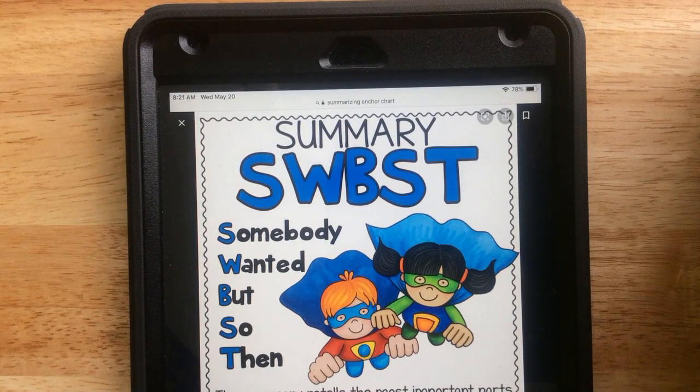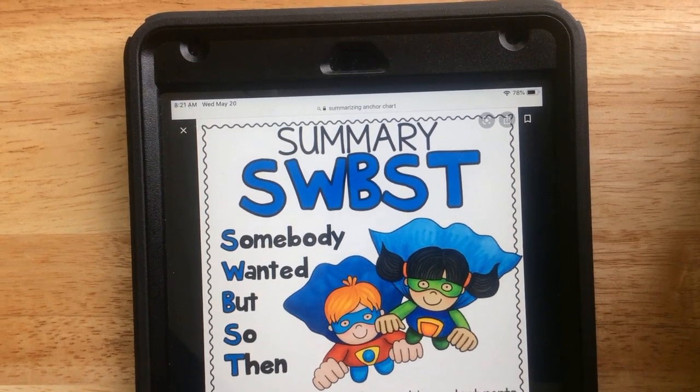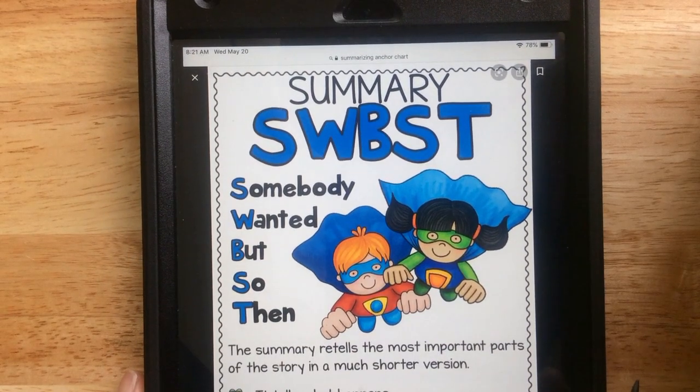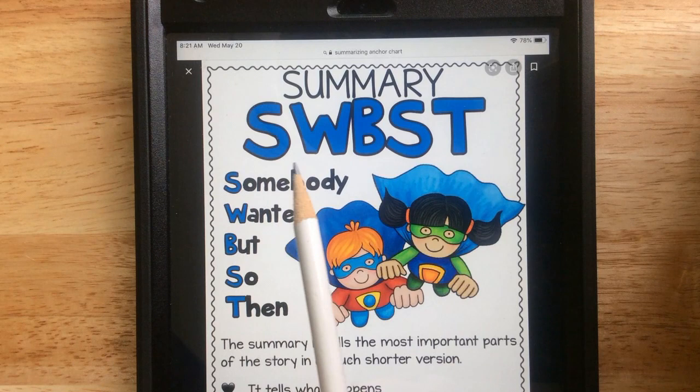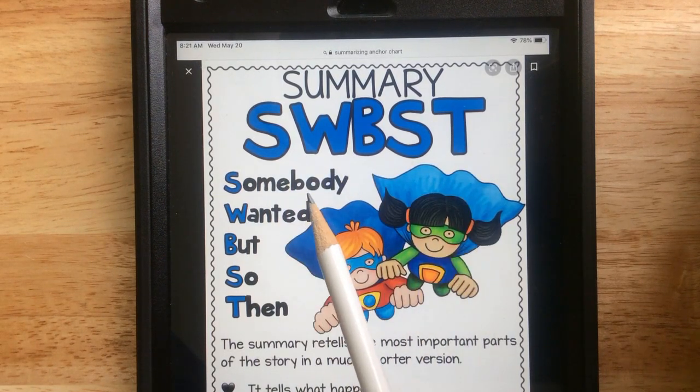You then remember what is most important, and you are more likely to keep that learning that you just made right in your memory. So, when you write a summary, we have 5 letters you can remember, SWBST, and those stand for 5 important words. Somebody wanted, but so then.